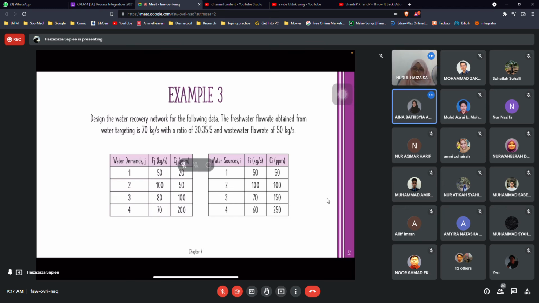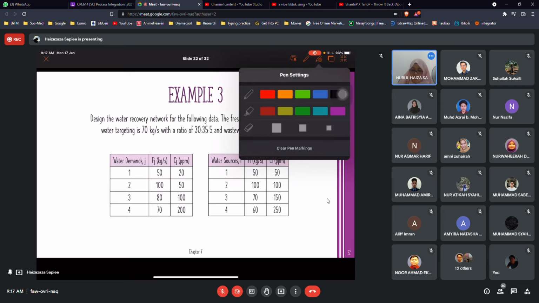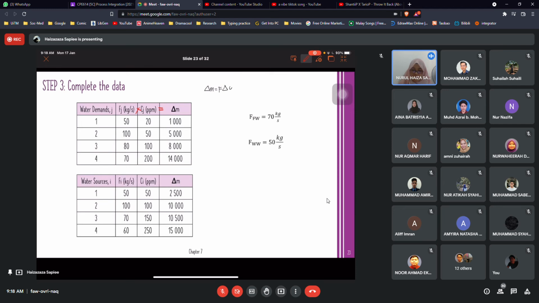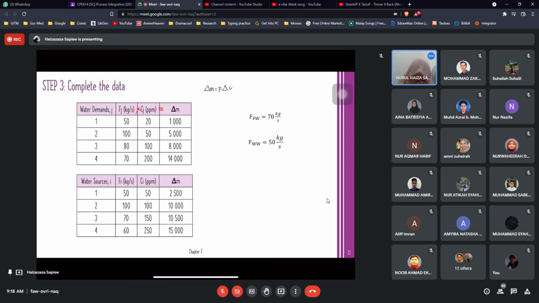Remember the equation: delta M equals F delta C. So we basically calculate your delta M based on F times your delta C. You just calculate 50 times 20, so 50 times 20 gives 1000, and 100 times 50 gives 5000. So you calculate all of these and you get the delta M, and you write down the information that you have. From there we have completed our data.